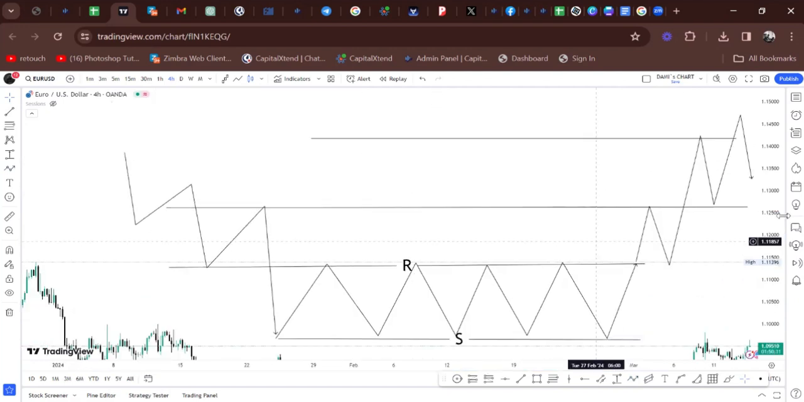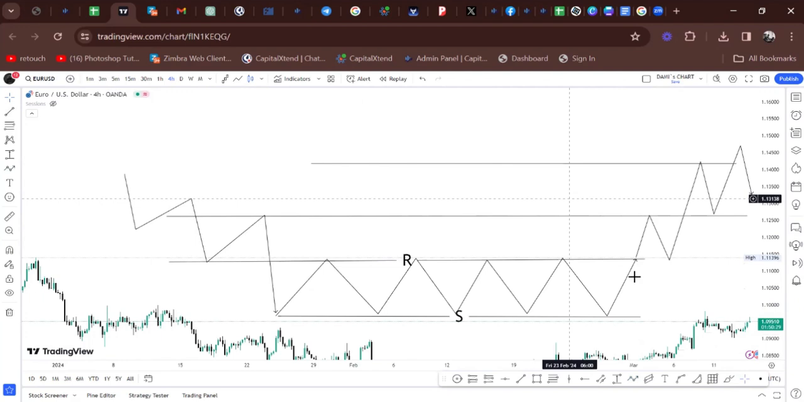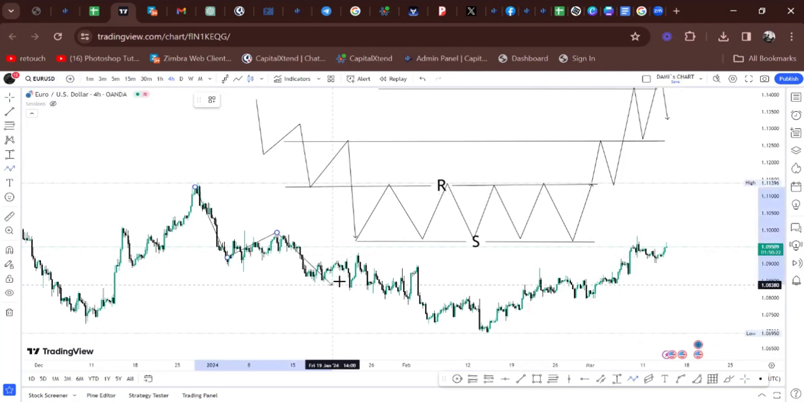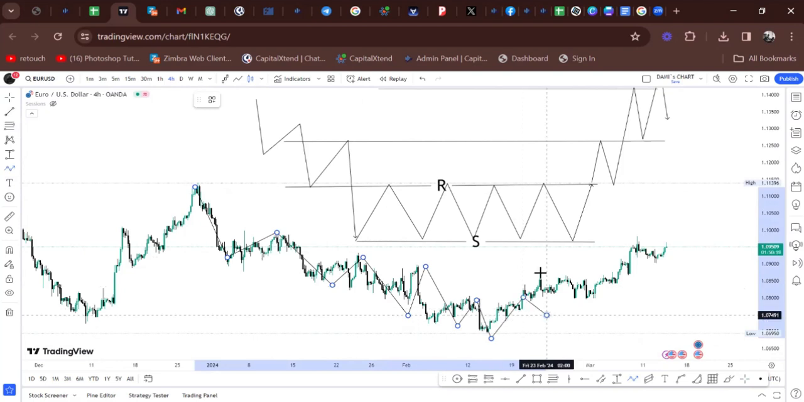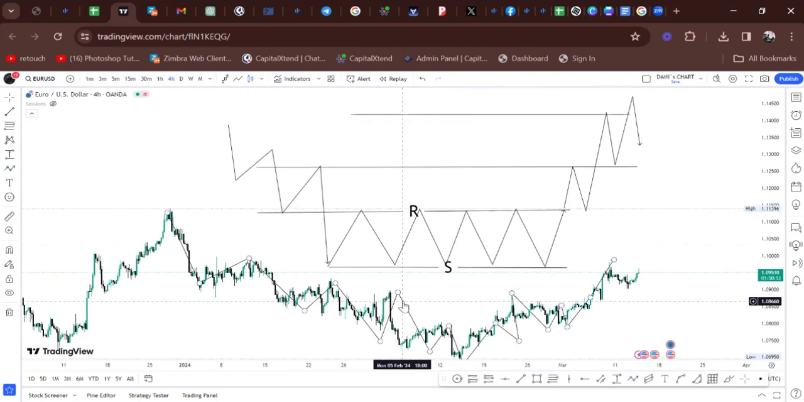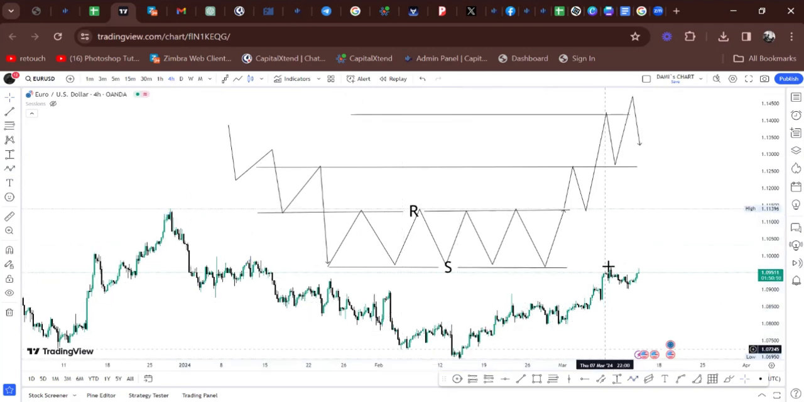Now look at this chart I draw and look at these candlesticks below. You can see they're the same thing, right? Now, how do we use this to analyze the market?